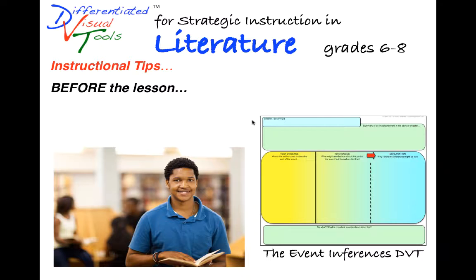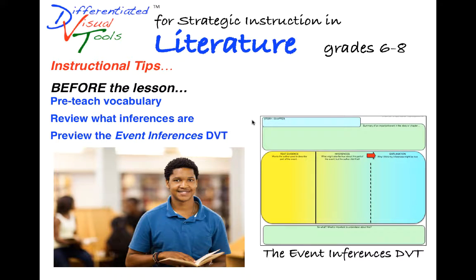Before the lesson, we suggest that you identify key vocabulary terms that students will be encountering when they're reading, and then pre-teach that vocabulary by defining those terms for students. It's also important to review with students what are inferences and what's the difference between an inference and explicit information, and also preview the Event Inferences DVT with students. In other words, show them the DVT, walk them through the prompts, and explain what the DVT is designed to do and how it's going to be used during the lesson.